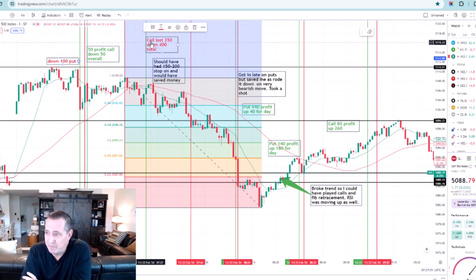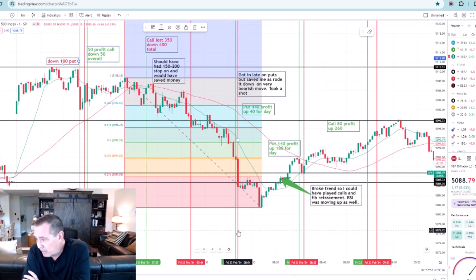But I lost 350, should have put on a stop. My biggest problem there was I didn't put on the stop. So I want to put on the stop. Coming down, now we were really trending down. So I got in late. I did the right thing here. I bought a put, and this is at what time?